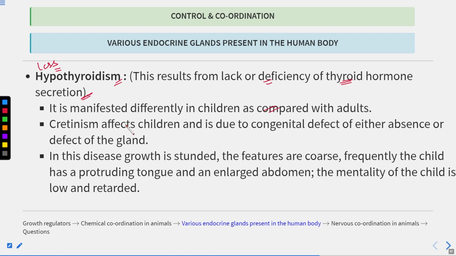Cretinism affects children and is due to a congenital defect of either absence or defect of the gland. In this disease, growth is stunted and the features are coarse. Frequently, the child has a protruding tongue and an enlarged abdomen, and the mentality of the child is low as well as retarded. This happens due to the lack of thyroid hormone secretion.